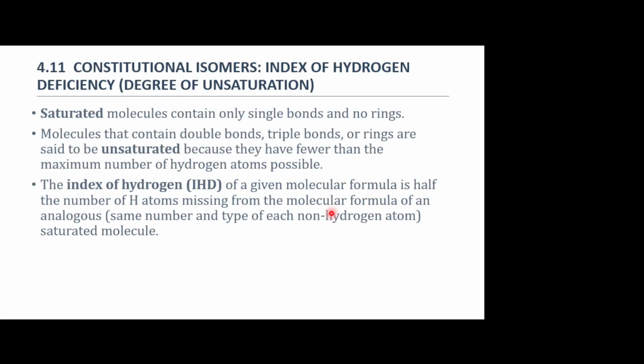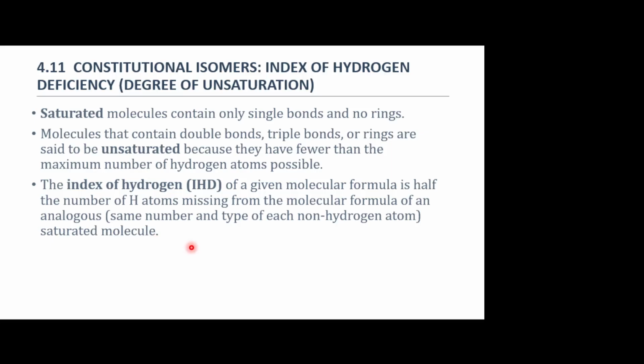Saturated fatty acids don't have any double bonds. So this is the same thing. They just don't apply it rigorously in biochemistry. The index of hydrogen deficiency, IHD, of a given molecular formula is half the number of hydrogen atoms missing from the molecular formula of an analogous molecule, i.e. one with the same number and type of each non-hydrogen atom. So if you had a saturated molecule, it's half the number of hydrogens that are missing.